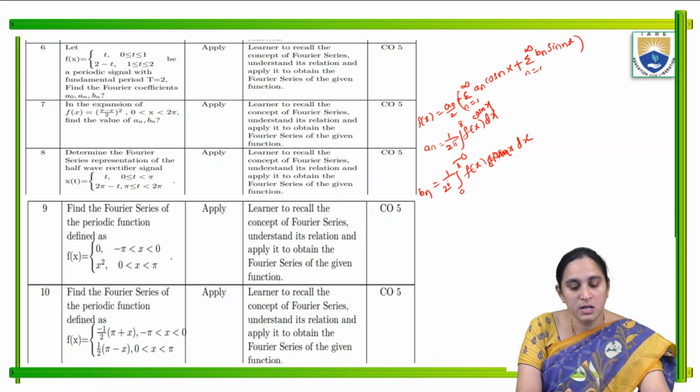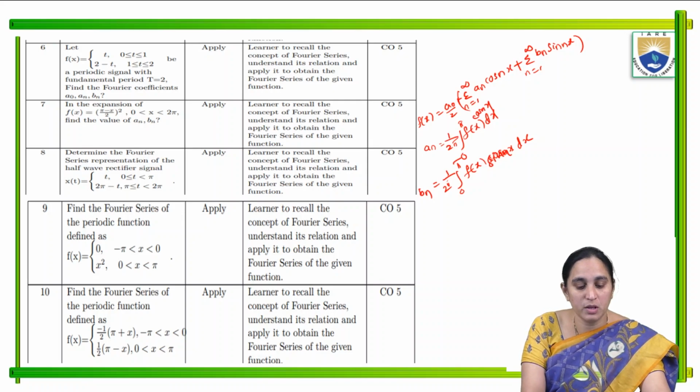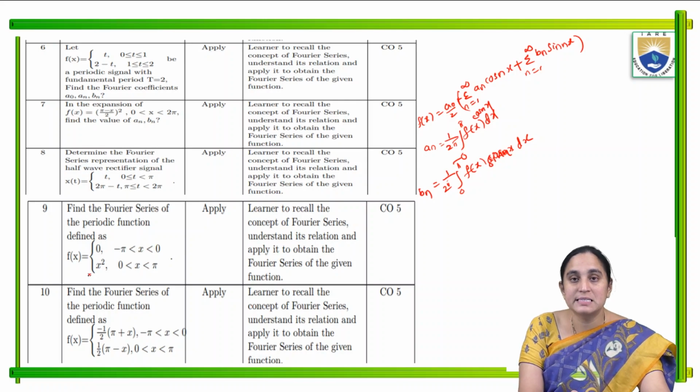Next, 9th question. Find the Fourier series of the periodic function defined as f of x is equal to 0 for minus pi less than x less than 0, and x square for 0 less than x less than pi. Okay, find the Fourier series of the periodic function defined as f of x, with 0 from minus pi to 0 as the function, and x square from 0 to pi as the function. Okay, this is also full range within the limit points minus pi to pi.